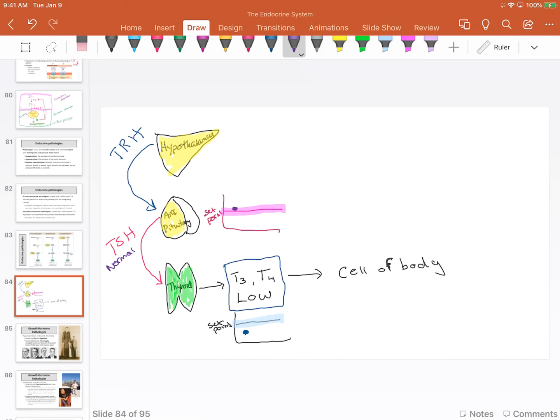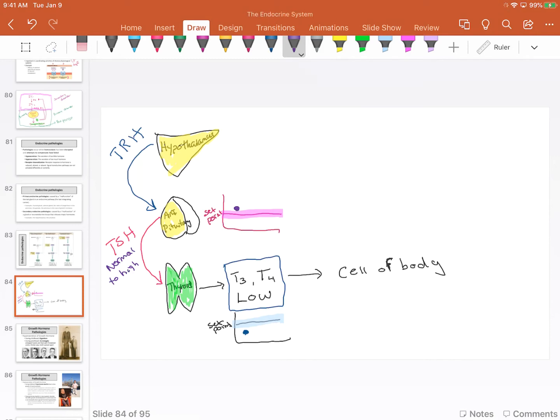Or maybe it's not normal. Let's make it normal to high. Okay? Normal to high. So maybe instead of right there, maybe my TSH is a little on the high side. Maybe I'm right here.